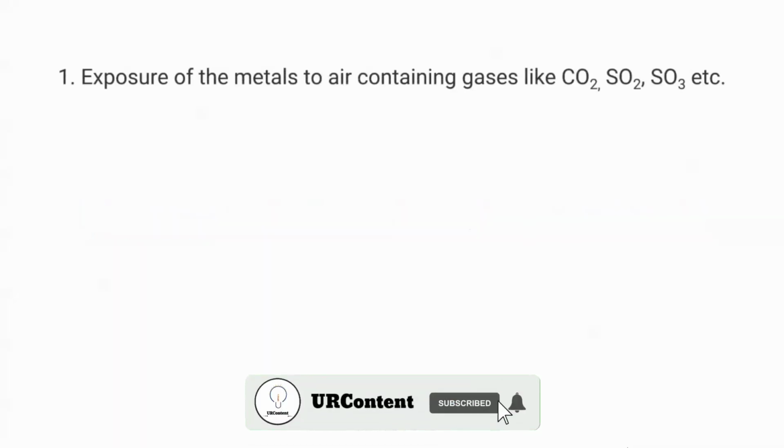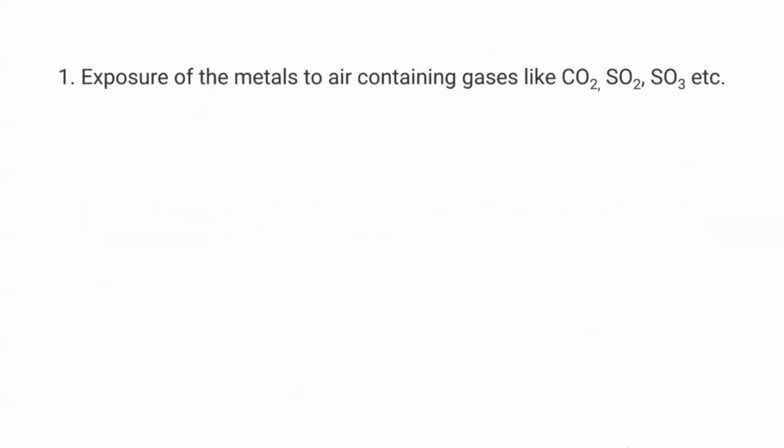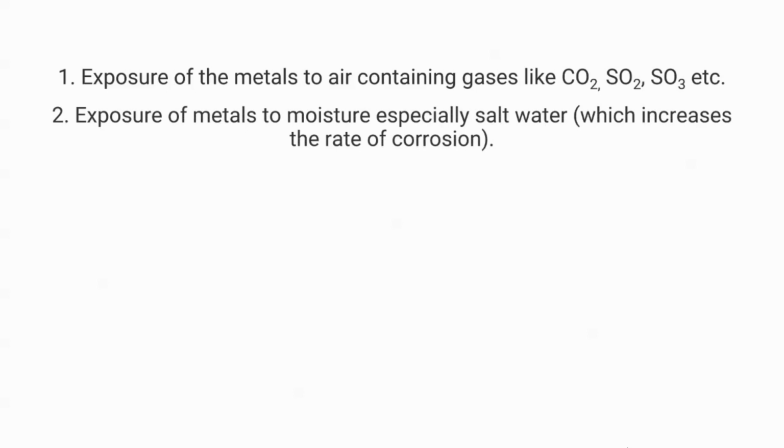Factors affecting corrosion. 1. Exposure of the metals to air containing gases like oxygen, salt water, sulfur, etc. 2. Exposure of metals to moisture, especially salt water, which increases the rate of corrosion. 3. Presence of impurities like salt, lead, etc. 4. Temperature: an increase in temperature increases corrosion.